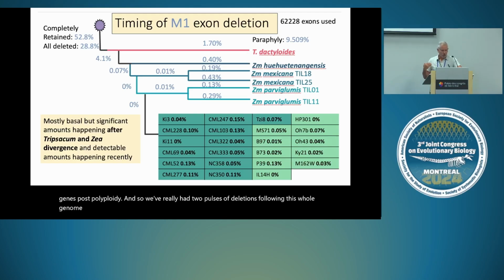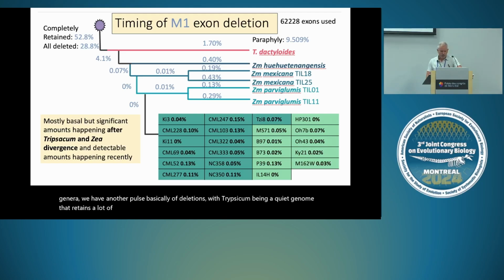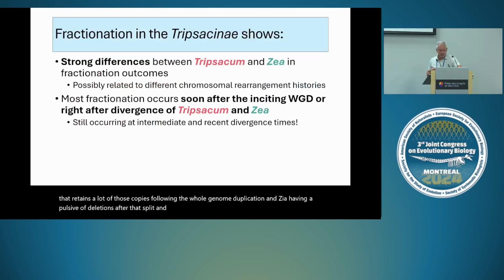The first occurred right after this whole genome duplication event, and by and large, that was most of the deletions, happening right after that whole genome duplication. But then, after the divergence of these two genera, we have another pulse, basically, of deletions, with Tripsacum being a quiet genome that retains a lot of those copies following the whole genome duplication, and Zea having a pulse of deletions after that split. And so what does this all tell us?